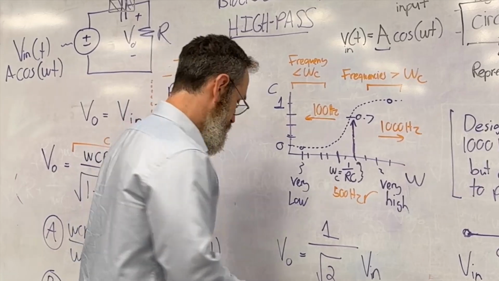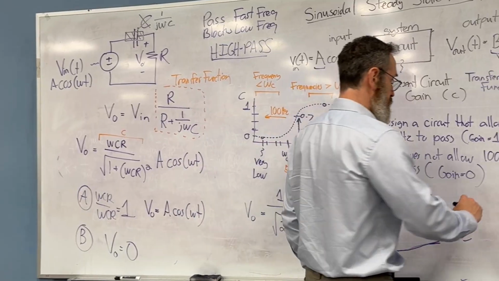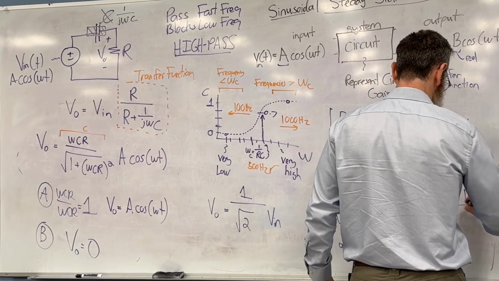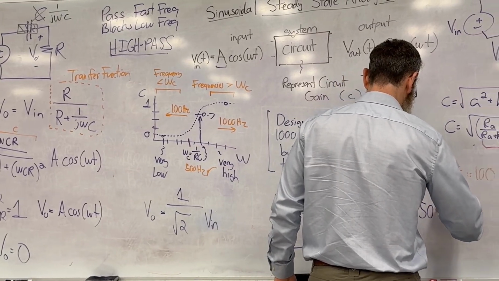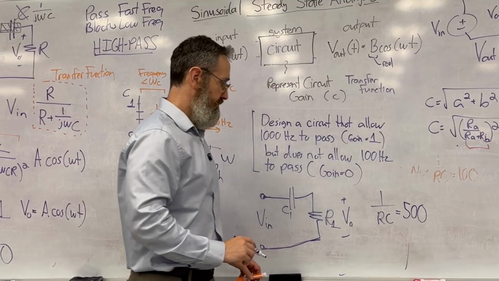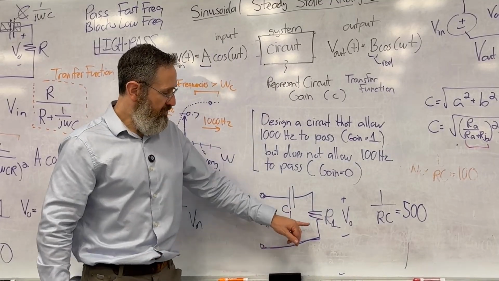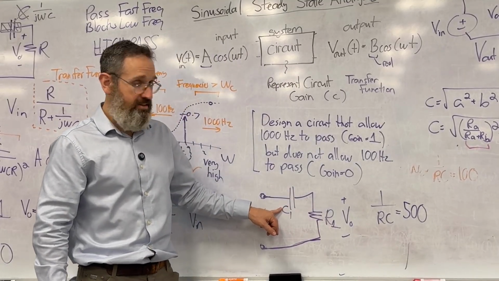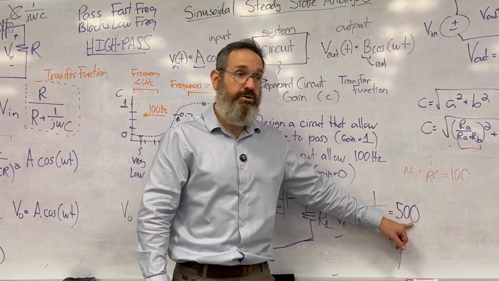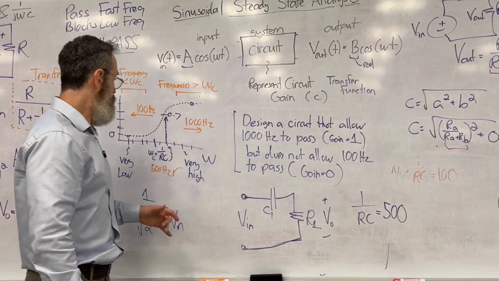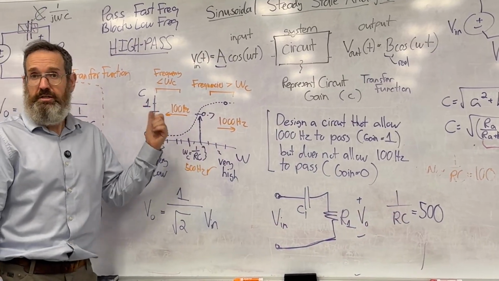And we're talking about radial frequency, and therefore I'm going to say I want 1 over RC to be 500. If I pick a resistance and a capacitance such that 1 over the resistance times the capacitance equals 500, I will create this circuit.